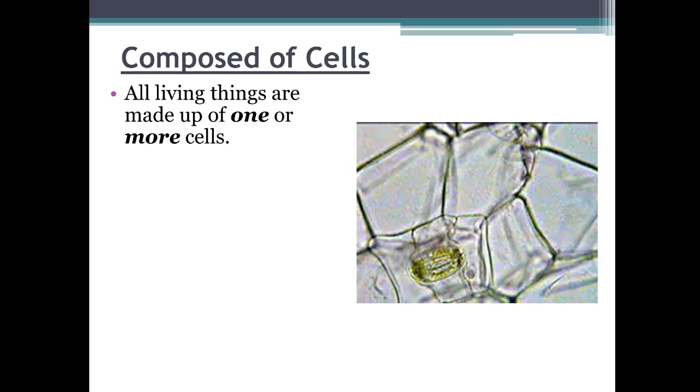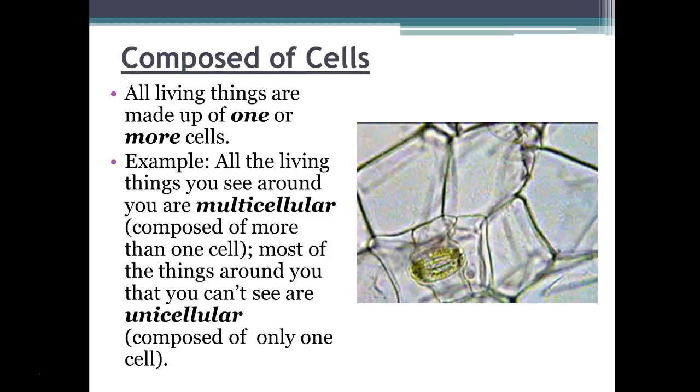All living things are made up of cells, and they're either made up of one cell, like bacteria, they're unicellular organisms, or of course all the things that we see around us that we recognize as being alive are multicellular. They're made up of more than one cell.